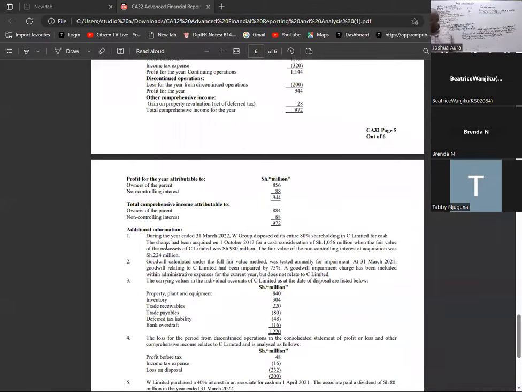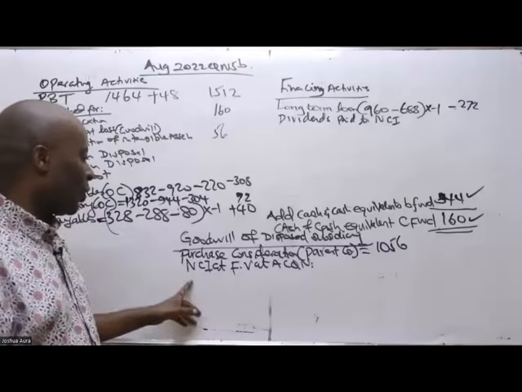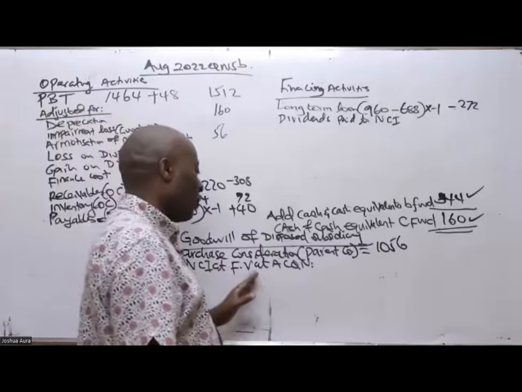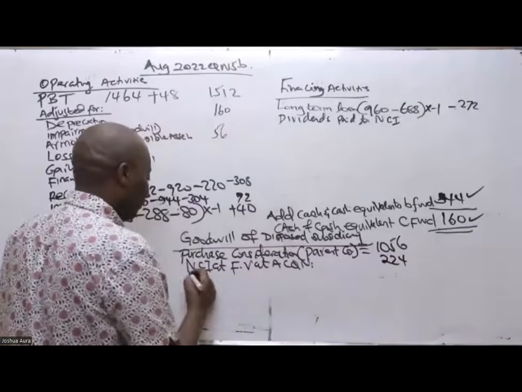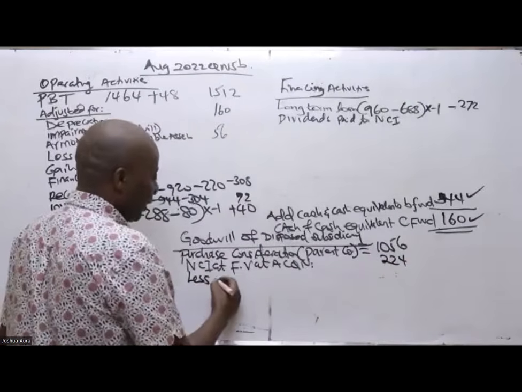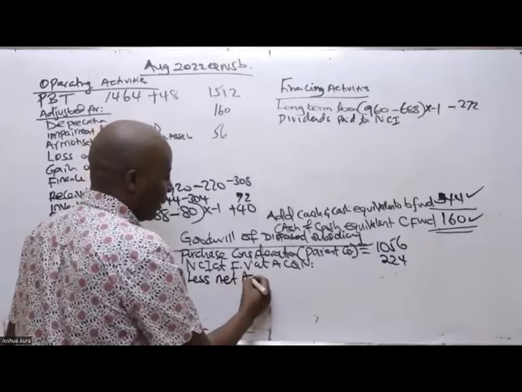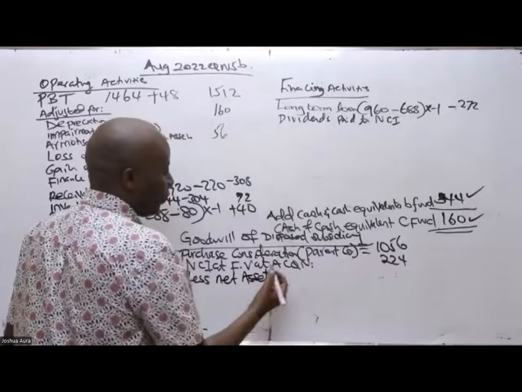And then they are telling us that the fair value of the net assets of C, 1980, this will come later. The fair value of NCI at acquisition was 224. So in this case we have NCI at fair value at acquisition, 224, and then we less the net assets of the company.